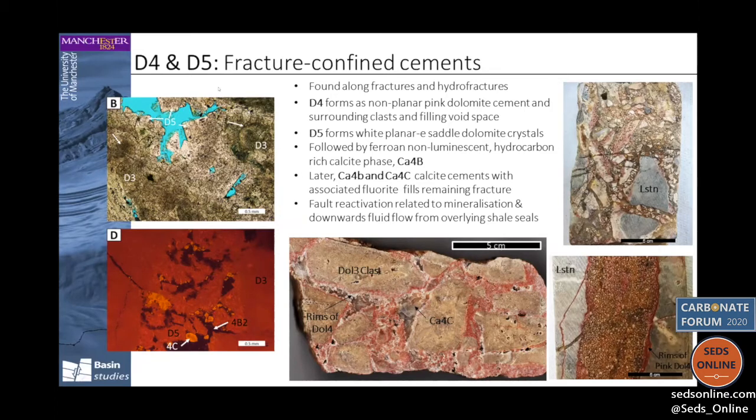These 2 dolomite cements are followed by a fluorescent non-luminescent hydrocarbon phase, the C4B, as identified by Cathy Hollis, which is in photograph D in the bottom left. And then after that, the C4C calcite cement, which is the bright orange luminescent phase. These 2 phases are associated with fluorite mineralization, which is associated with fault reactivation and mineralization from downward fluid flow from the overlying shale seals. So that's just one of the last phases of mineralization on the platform.